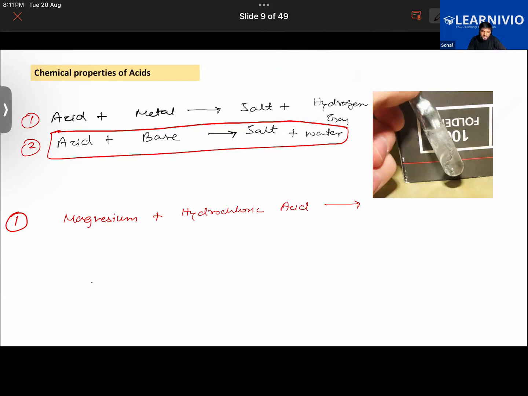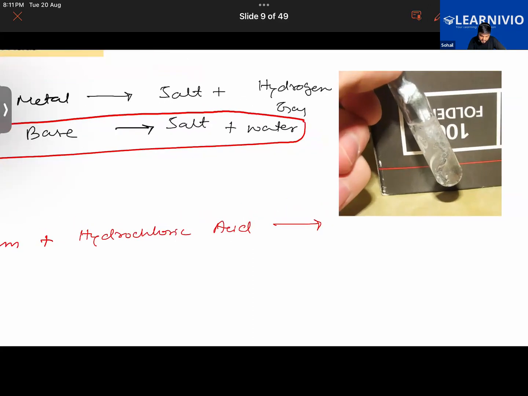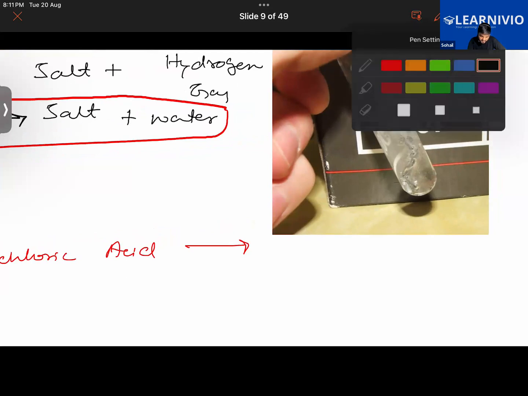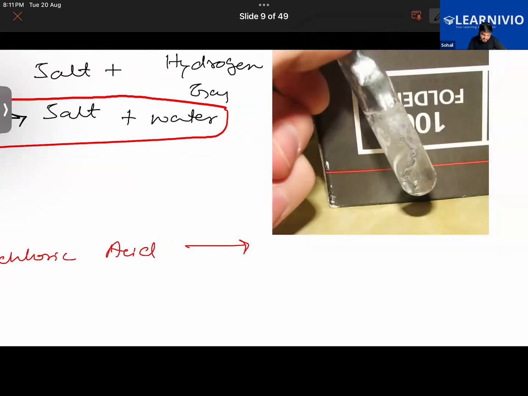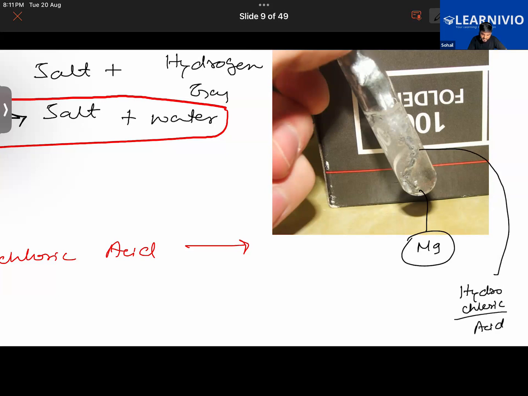Now, by the way, have a look at this image over here. In this, we have taken some pieces of magnesium. In short, magnesium is written as Mg, and we are dissolving it into hydrochloric acid.